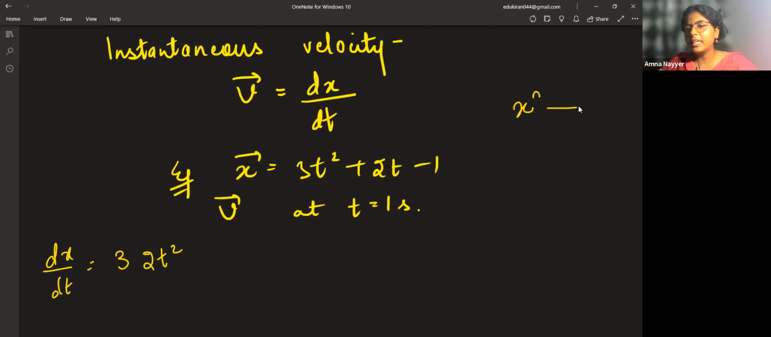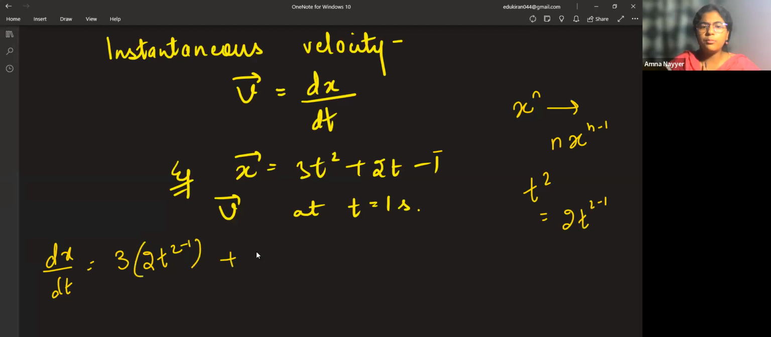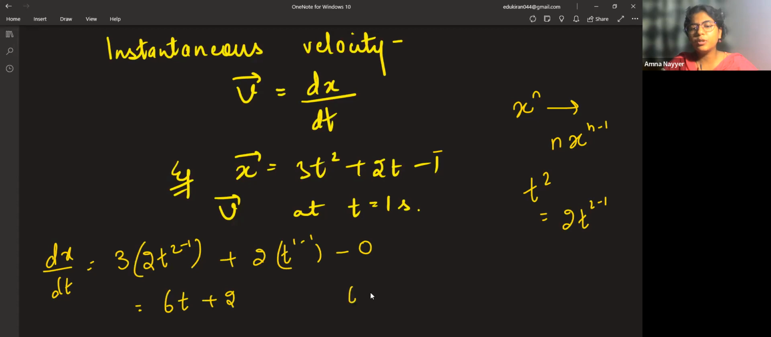If x to the power n is there, we write this as n x to the power n minus 1. So here it is t square, n is 2, right? So 2 times t to the power 2 minus 1. This is how we differentiate. Check up the video so that you can see it in detail. This is t to the power 1 already, so this becomes 1 minus 1, this is 0. So this becomes 6t plus 2. And at t equal to 1 second, you put the value as 1. So that becomes 8 meters per second. This is how we find it out.